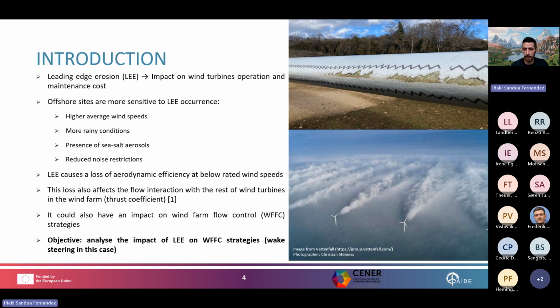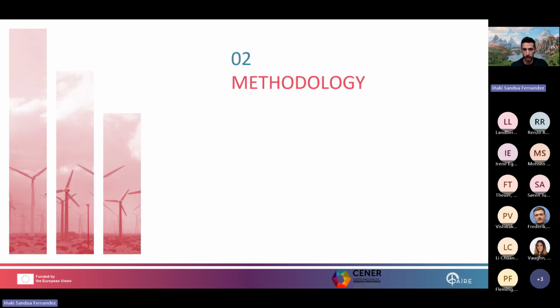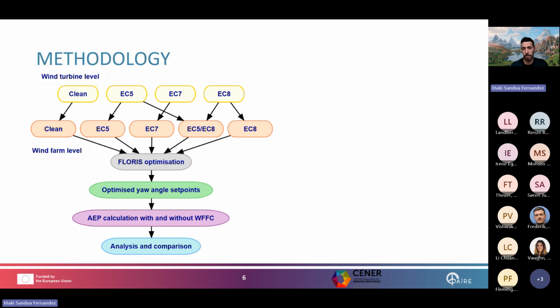And in consequence, the main objective of this study that we carried out is to analyze the impact of leading edge erosion on wind farm flow control strategies. And today we'll be focused on the wake steering case, specifically the static wake steering case. So the general methodology that we carried out is represented here in this diagram. It consists of 6 main steps.